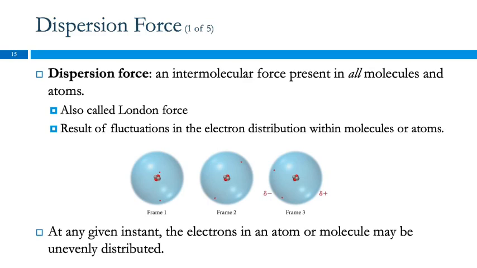But it can happen just randomly that these 2 electrons will be on the same side of the atom. When that happens, these are the negative charges, and the nucleus is the positive charge. If all the electrons are on this side, then this side of the atom becomes slightly negative, and the other side becomes slightly positive. Does that make sense?